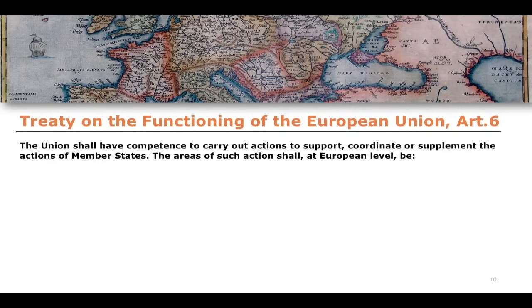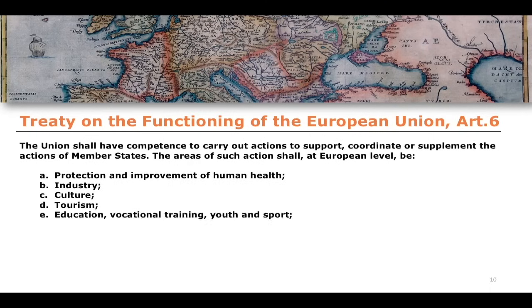Article 6 says that the Union shall have competence to carry out actions to support, coordinate, or supplement the actions of member states. The areas of such actions shall, at European level, be the protection and improvement of human health, industry, culture, tourism, education, vocational training, youth and sport, civil protection, administrative cooperation. So these are areas which you would understand to be the weakest in terms of areas of policy where there is the desire for the most cohesion between the various member states.